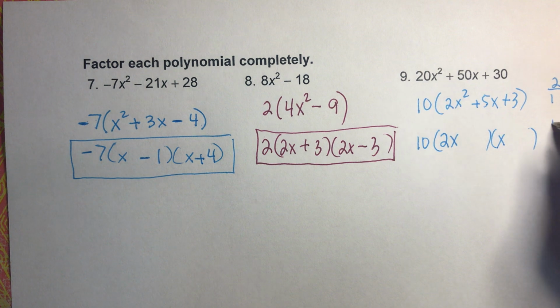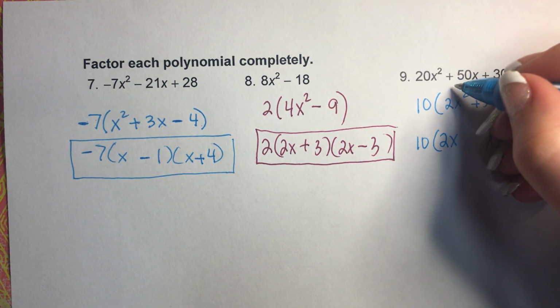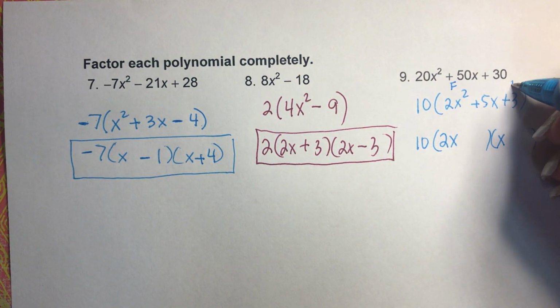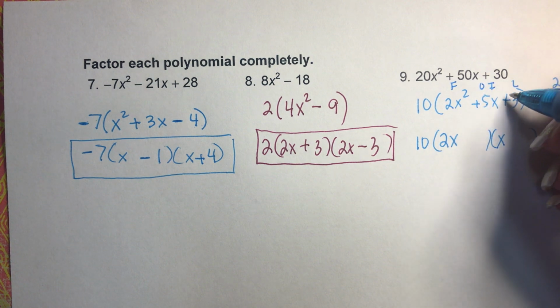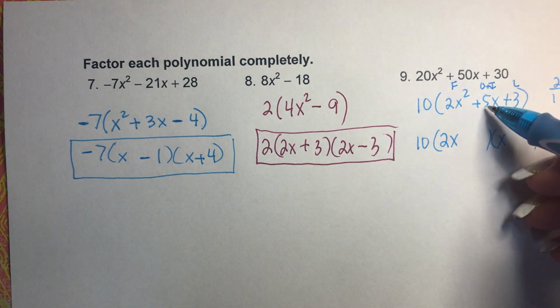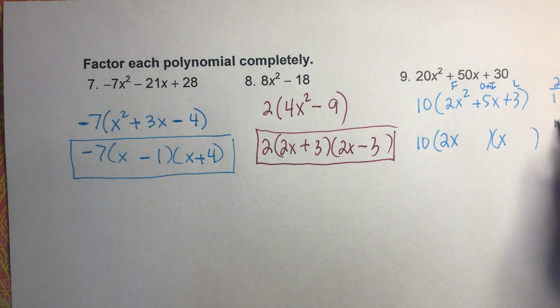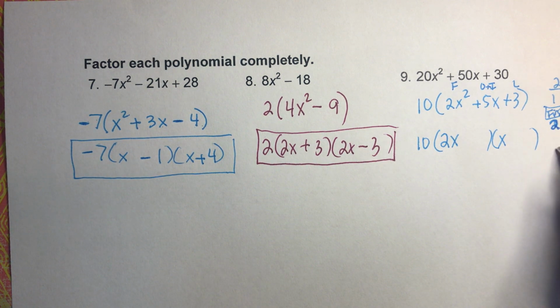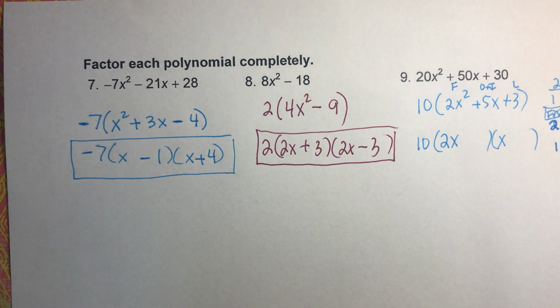So this is my first, right? This is my last, this is my outside, this is my inside, and we're adding the outside and the inside to get this middle number, right? So this is my first, and it has to be 2 and 1, right? And then there's 1 and 3, and so we can either go across or multiply.